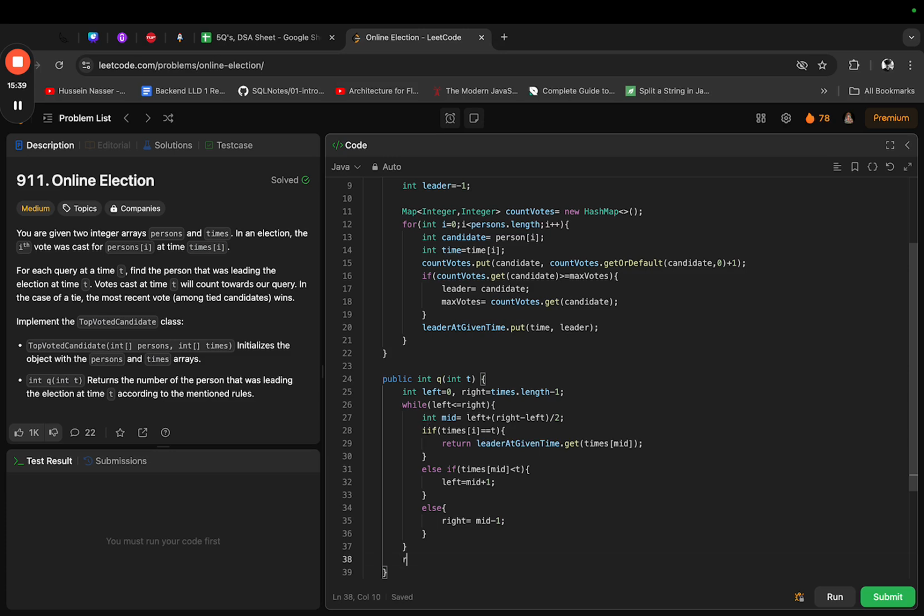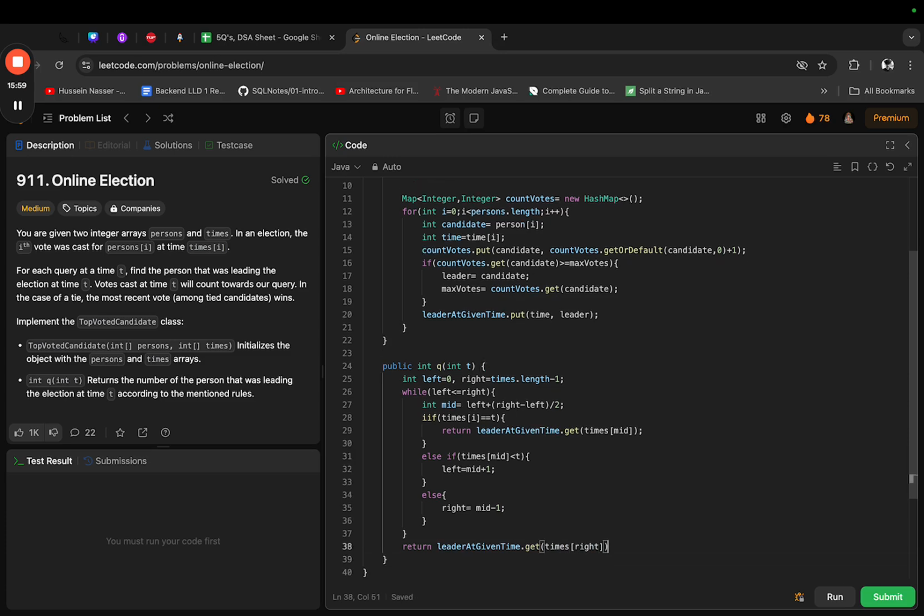So we have to return leader at a given time dot get of times of right. So most recent, so that is what right is, times of right.